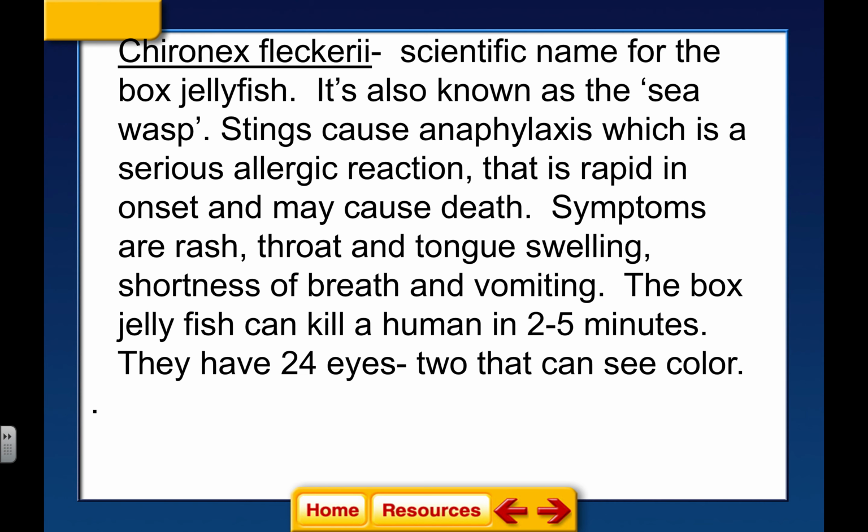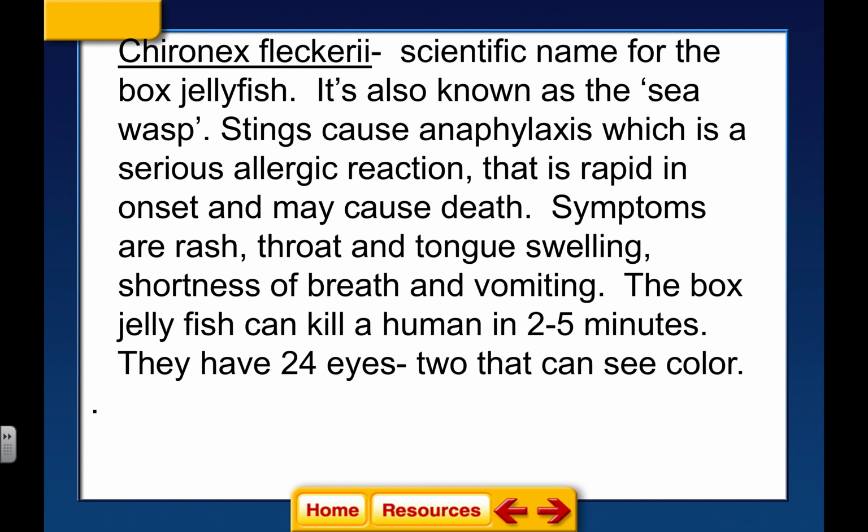They have 24 ocelli. Now, their ocelli are a lot more specialized in that they have 2 of them that are specialized to see color. The other 22 can pick up a little bit of motion, but are basically for detecting light, but they do have 2 of these that can see in color.